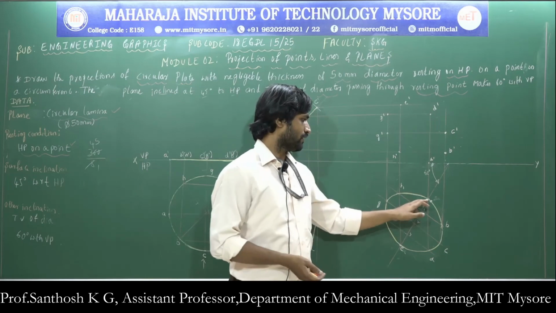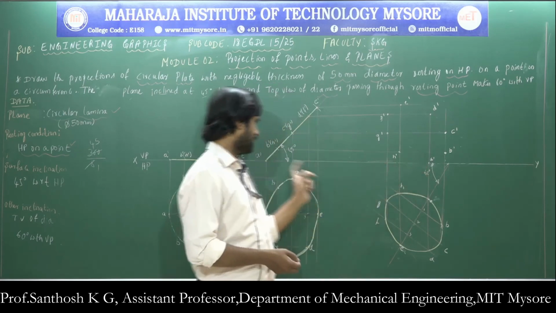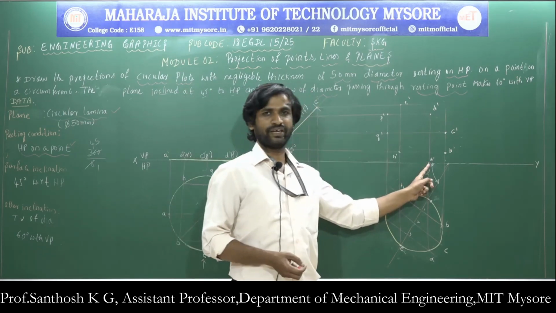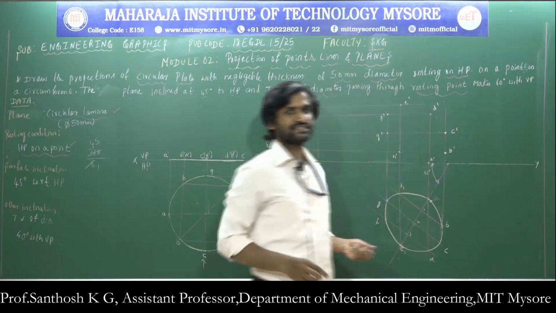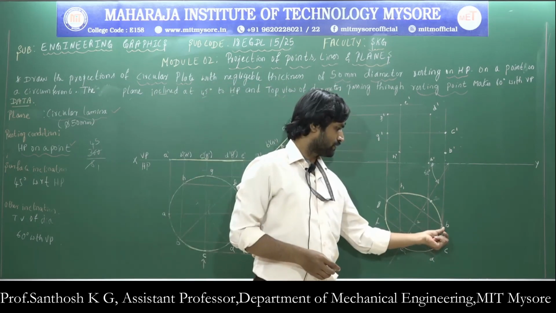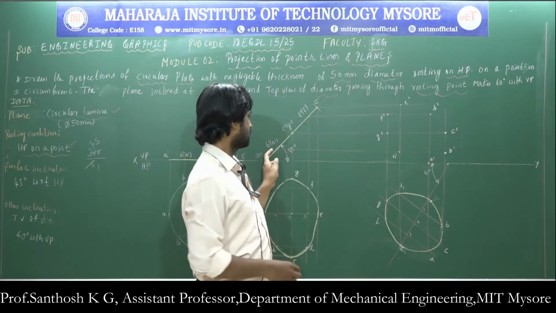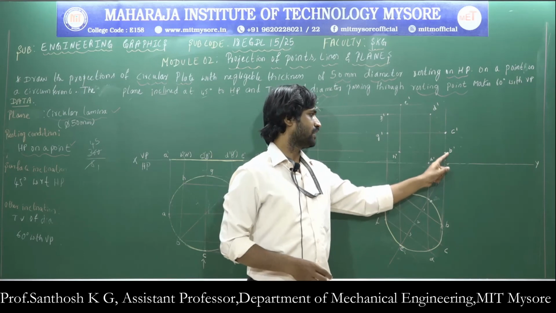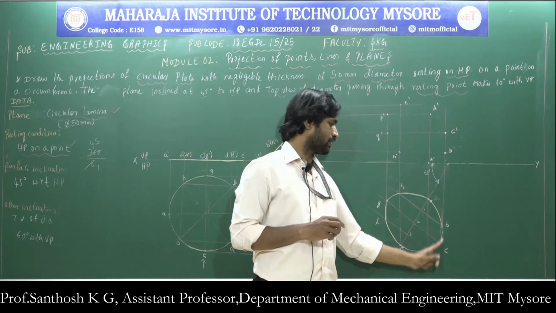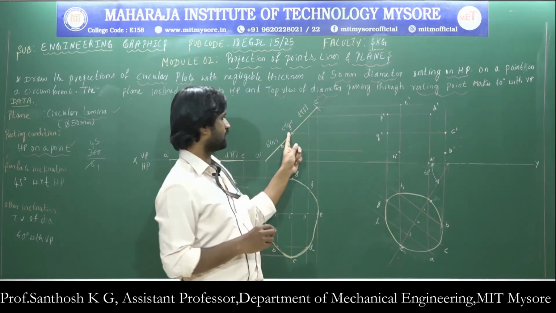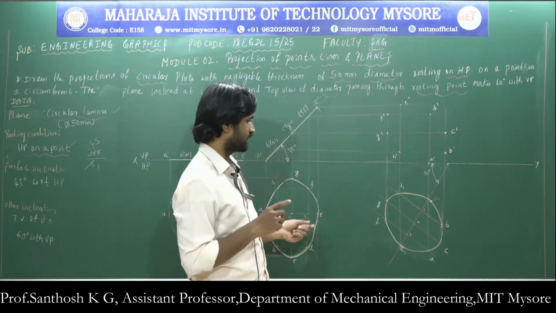Now, where the vertical projector drawn from A and the horizontal projector drawn from A dash intersect, there you mark the point and name it A dash. Similarly, the point where the vertical projector drawn from B and the horizontal projector drawn from B dash intersect, there you mark point B dash. Similarly, where the vertical projector drawn from C and the horizontal projector drawn from C dash intersect, there you mark point C dash.